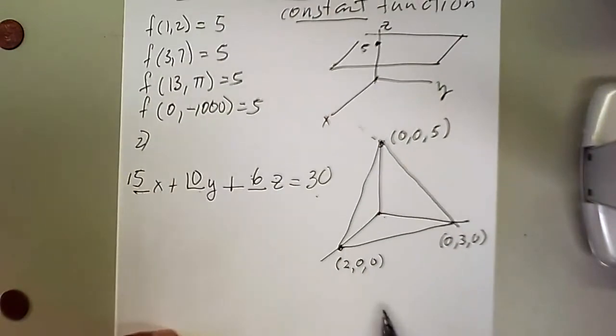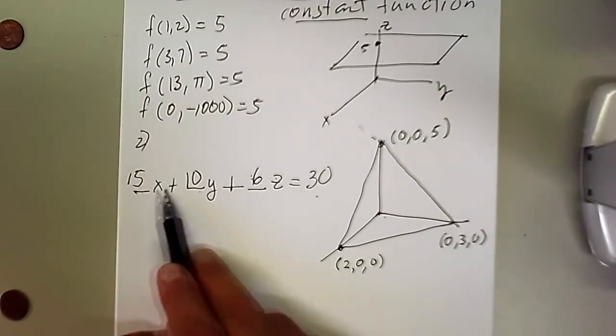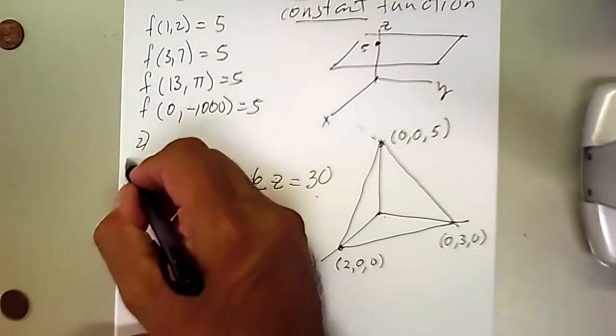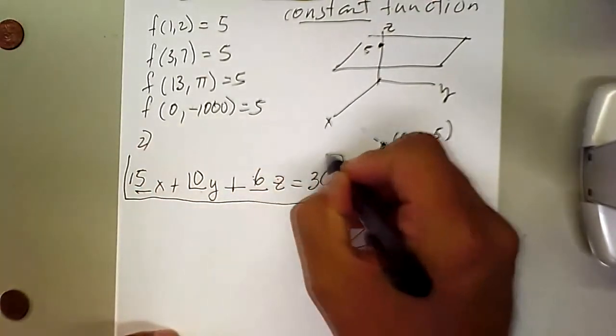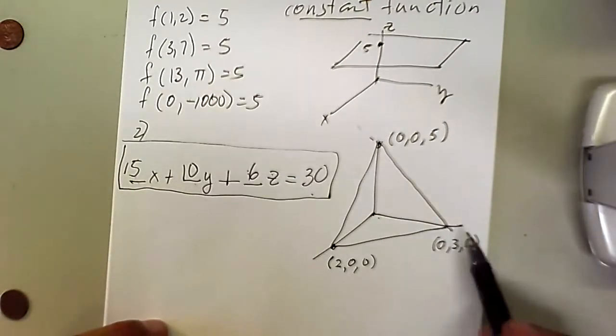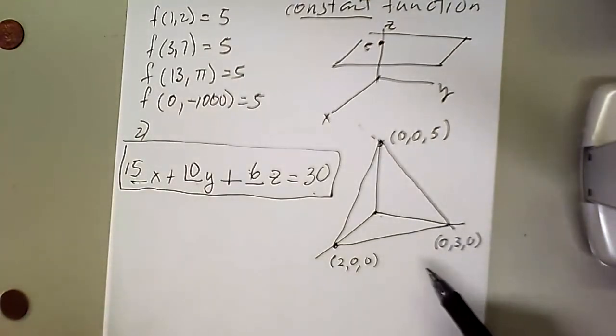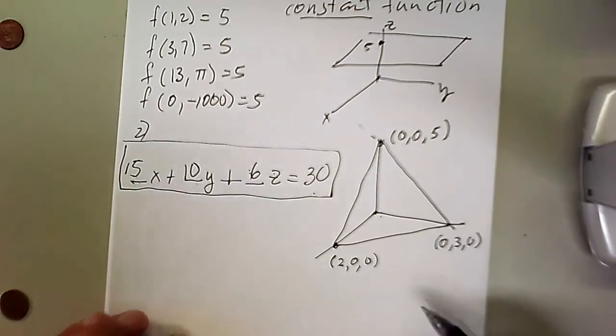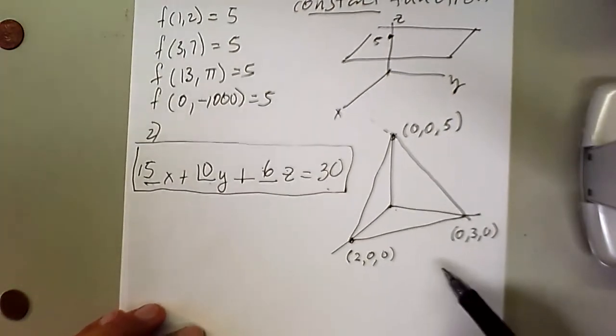So there's the equation, because 15 times 2 gives us 30 when those two are 0. So there we have it. That is the equation of the plane that goes through (2, 0, 0), (0, 3, 0), and (0, 0, 5). That's a neat way to obtain that equation without too much drama.